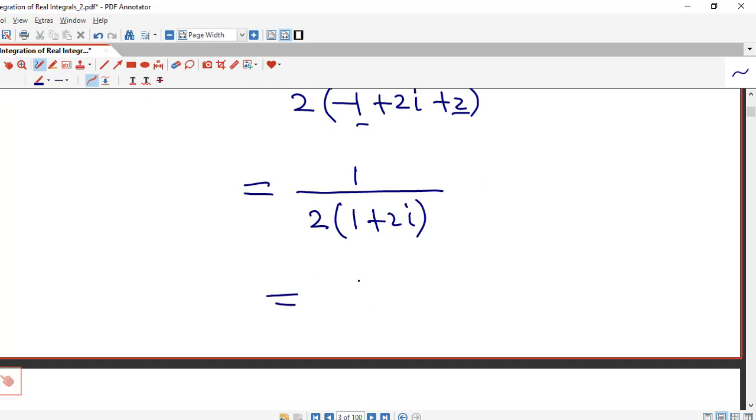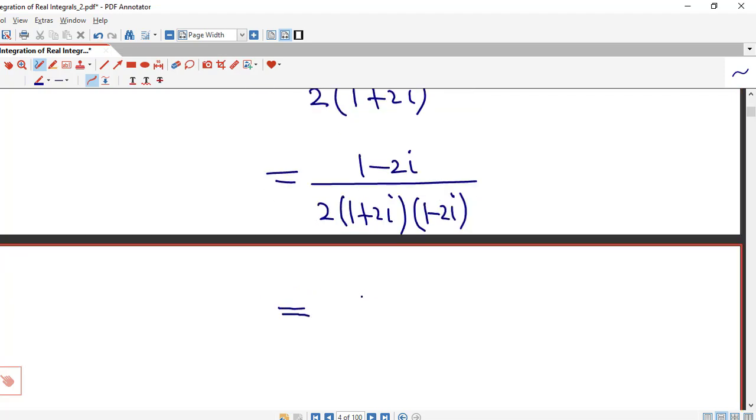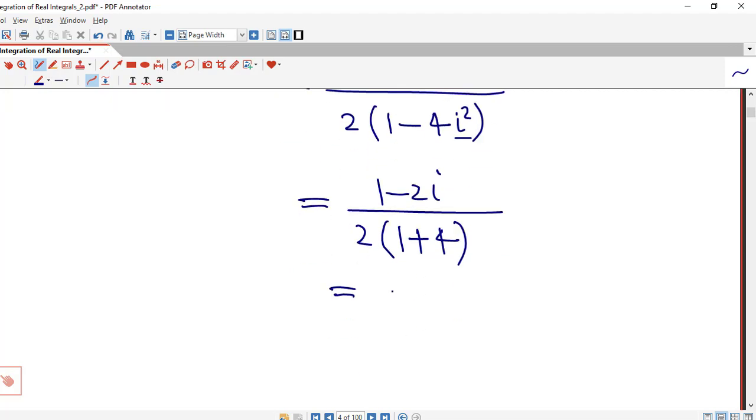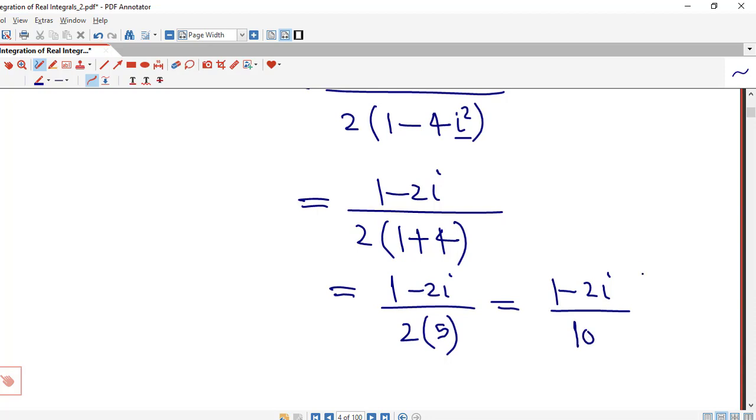And this we can again simplify. We multiply and divide by the conjugate of 1 plus 2i, which is 1 minus 2i. So this is (1 minus 2i) divided by 1 square minus (2i) square, that is 4 times i square. So this is equal to (1 minus 2i) divided by 2 times (1 minus i square, which is minus 1, so minus minus plus), and this is going to be (1 minus 2i) divided by 2 into 5, that is (1 minus 2i) divided by 10, and this is non-zero.